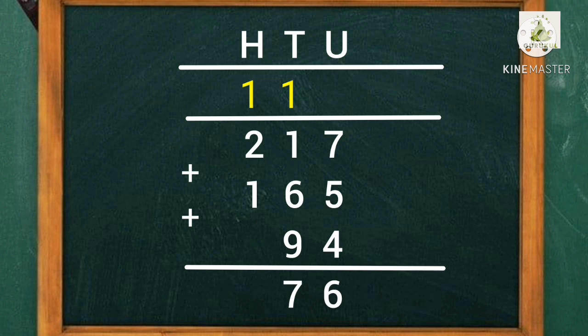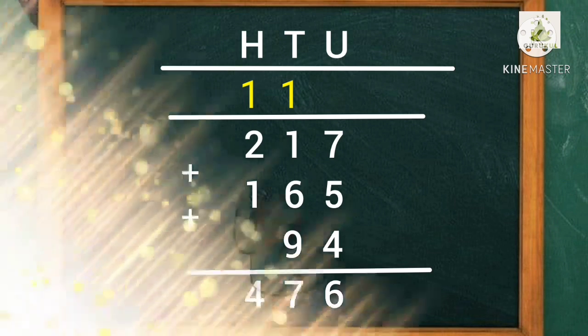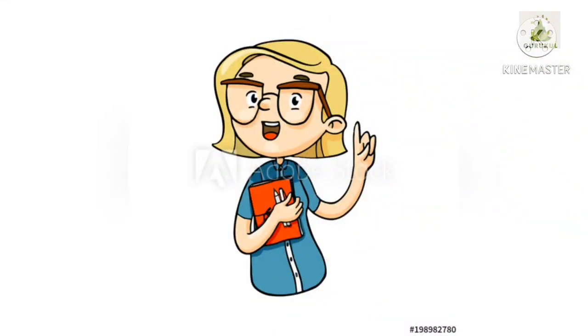Finally, add the digits in the hundreds place. The hundreds add up to 4. Write this under the line in the hundreds place. So the final answer or the total is 476. Hope you understood till here. We saw addition by carrying over in vertical arrangement. Now we will see how to add in horizontal arrangement.